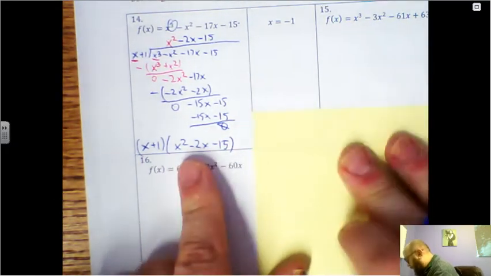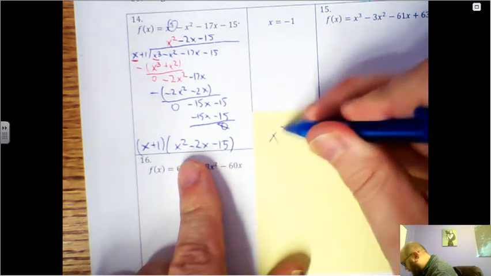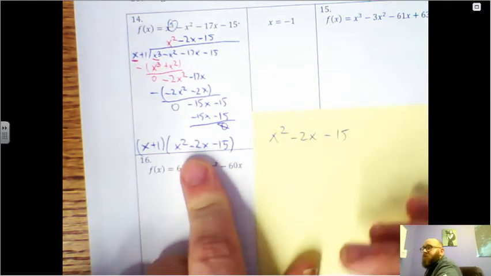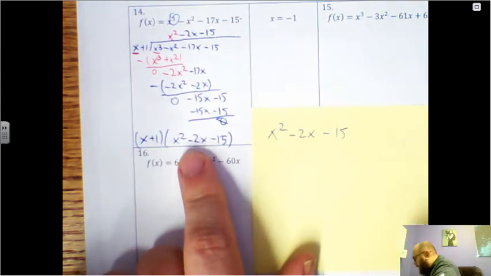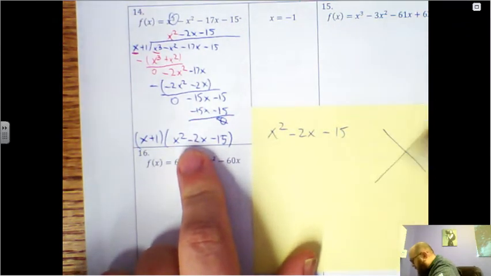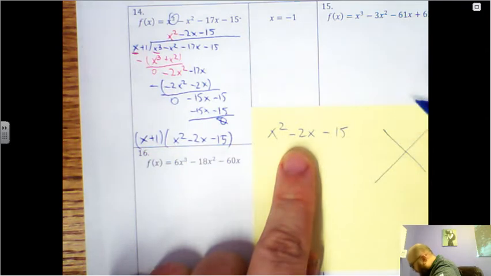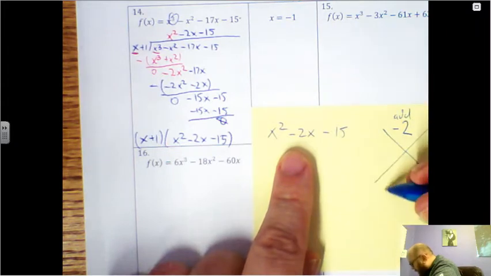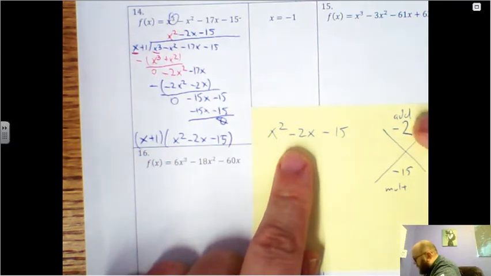To factor this out, x squared minus 2x minus 15, this one isn't terribly complicated. We can do this one using the x method. We're looking for two numbers that add to negative 2, but multiply to negative 15. What two numbers do this?